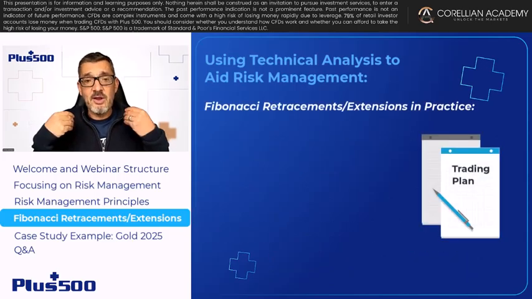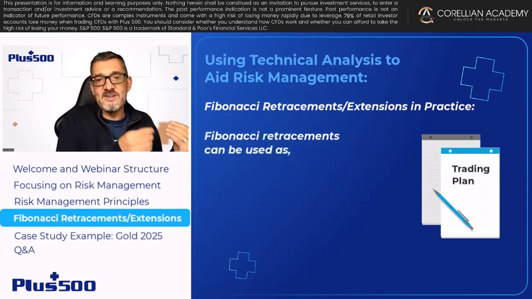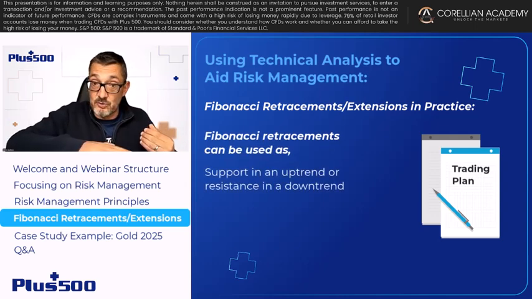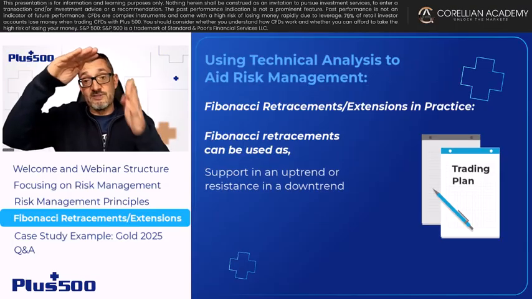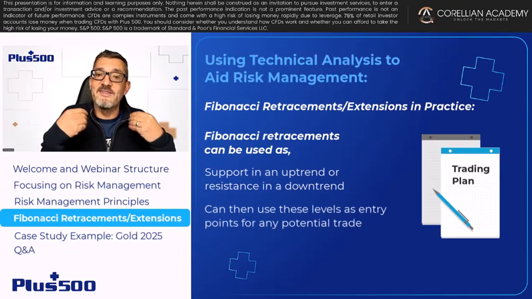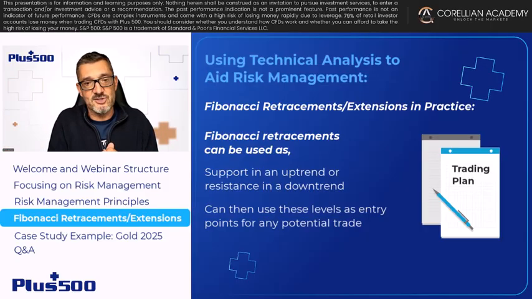Okay, so how can we apply these Fibonacci retracements and use them in building a structured trade plan? Now, I have already discussed how to use Fibonacci retracements as indications of potential support in an uptrend or as resistance in a downtrend. And this then allows us to use these levels as initial entry points for any trade we may be looking to establish.